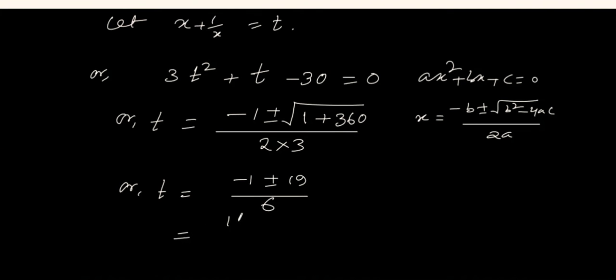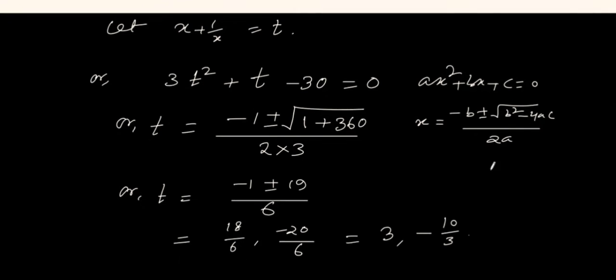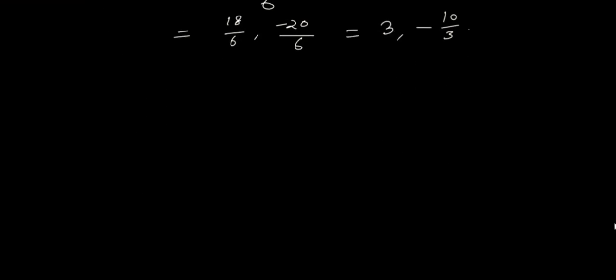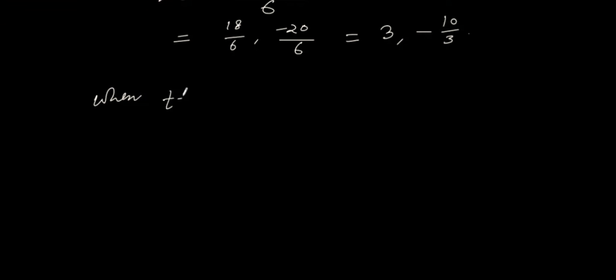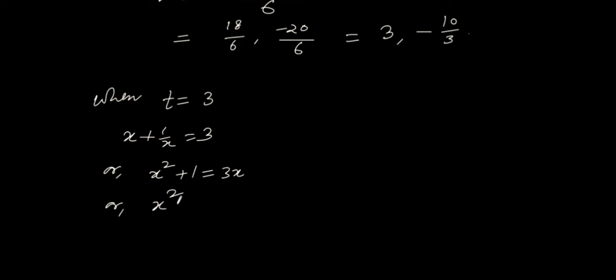So 18 upon 6 and minus 20 upon 6, and that is 3 and negative 10 by 3. So what is our t? t is x plus 1 by x. So when t equals 3, that is x plus 1 by x equals 3, or multiply by x, so x square plus 1 equals 3x, or x square minus 3x plus 1 equals 0.